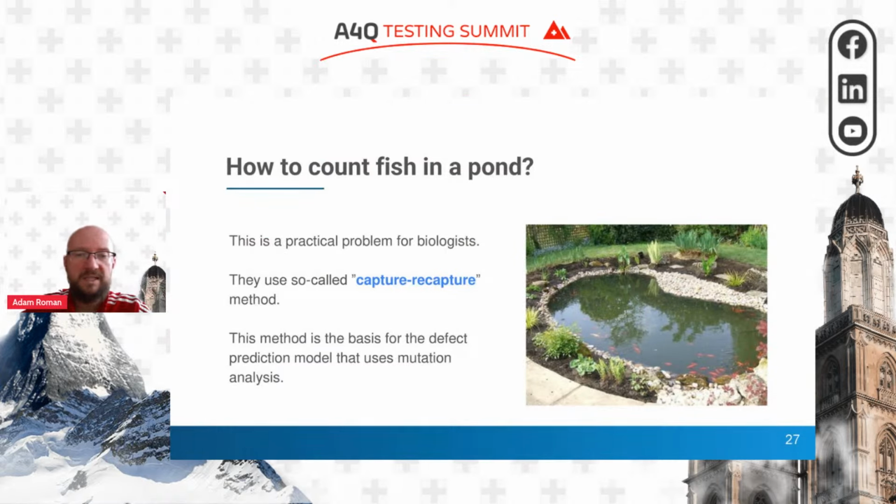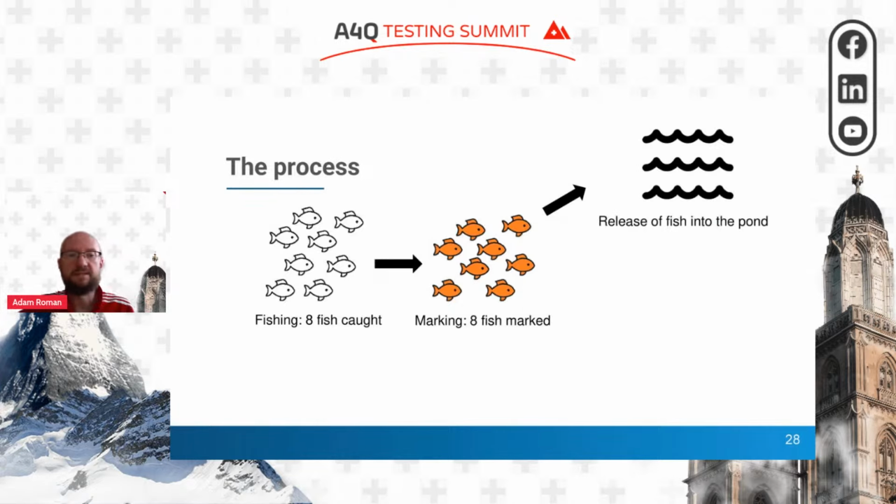Let's start with some practical problem which biologists have. Biologists often want to count some animals in a given space. For example, they want to count fish in a pond, let's say a very large pond, right? So how do they proceed here? They catch fish. Let's say they caught 8 fish. They mark them somehow. Let's say they color them with some waterproof paint, and they release them into the pond. They wait for some time, and they catch fish again.